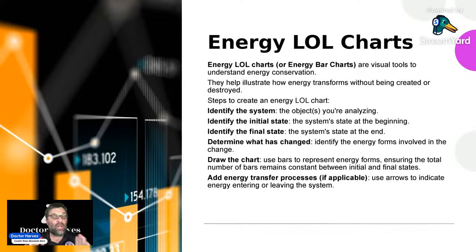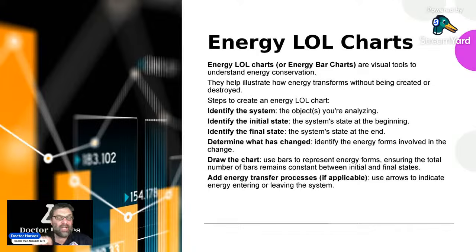So in order to do an LOL chart, you have to identify the system. That's the object you're analyzing. For the apple system, it's just the apple. Identify the initial state: in that case, the apple is in the tree. Then identify the final state: the apple has just dropped, before the ground. And then determine what's changed. So it's the transformation of gravitational potential energy at a maximum at the start and kinetic energy at a maximum at the end. Then you just draw the two charts.